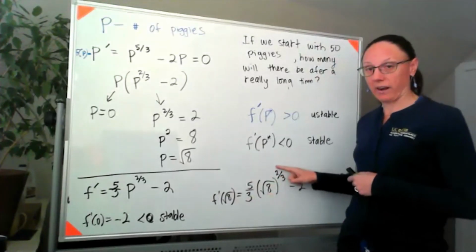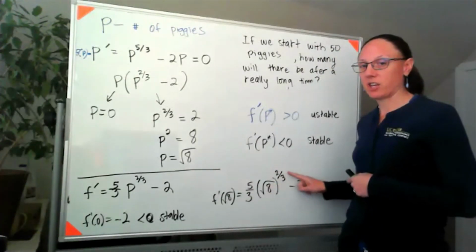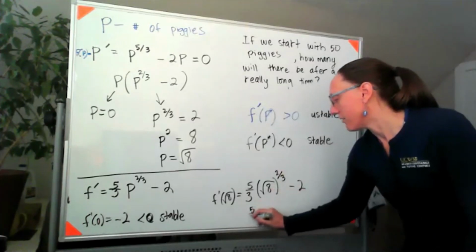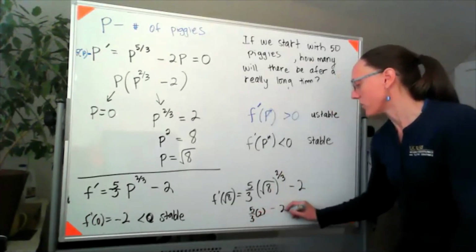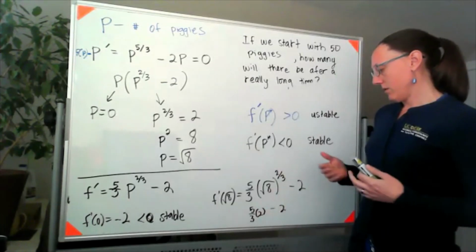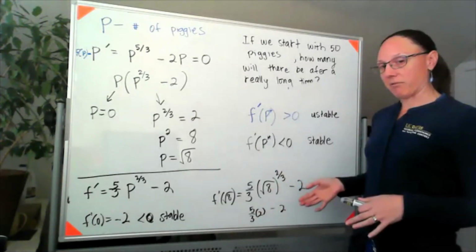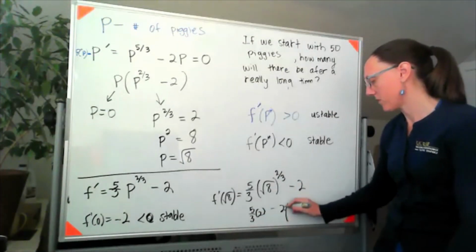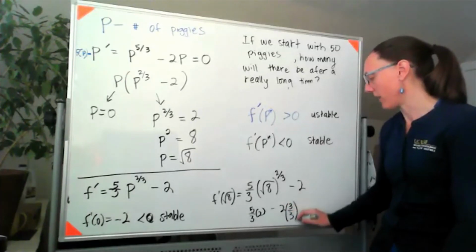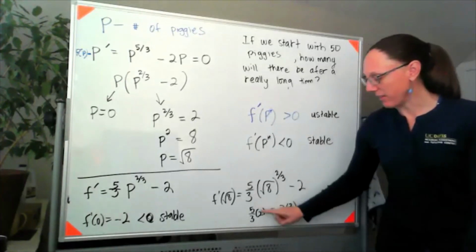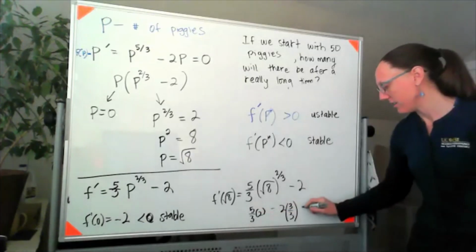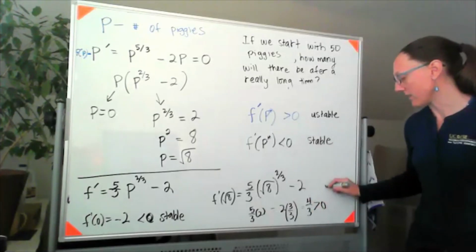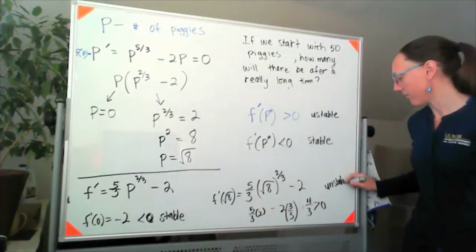Well, square root of 8 is squared. Now I'm at 8. If I take the cube root of that, I'm at 2. So this is the same as 5/3 times 2 minus 2. It's a Monday. I'm not feeling great about fractions, but if I'm going to subtract stuff, I need a common denominator. So that's going to need a times 3 over 3. So I'm looking at 10 thirds minus 6 thirds. So overall, I think that's a positive 4 thirds.